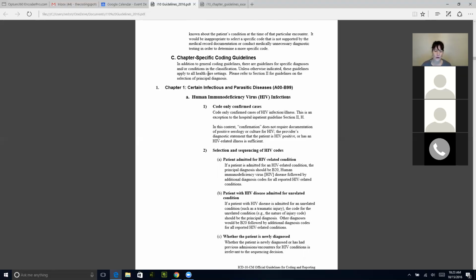So our first note, we code only confirmed cases. So we code only confirmed HIV infection illness. This is an exception to the hospital inpatient guidelines. So hospital guidelines are different, and once we cover that, we'll get into that. But for our purposes today, we only code confirmed cases of HIV. Confirmation does not require documentation of positive serology or culture for HIV. The provider's diagnostic statement that the patient is HIV positive or has an HIV-related illness is sufficient.